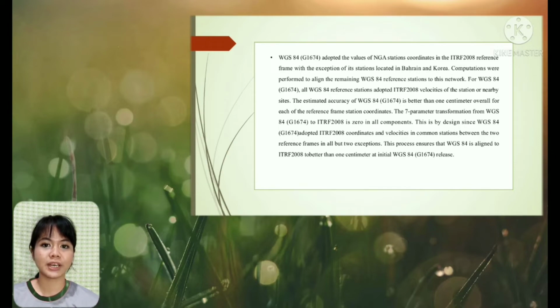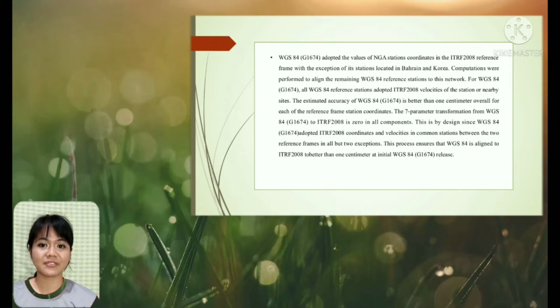Computations were performed to align the remaining WGS-84 reference stations to this network. For WGS-84 G1674, all WGS-84 reference stations adopted ITRF 2008 velocities of the station or nearby sites. The estimated accuracy of WGS-84 G1674 is better than 1 cm overall for each of the reference frame station coordinates.